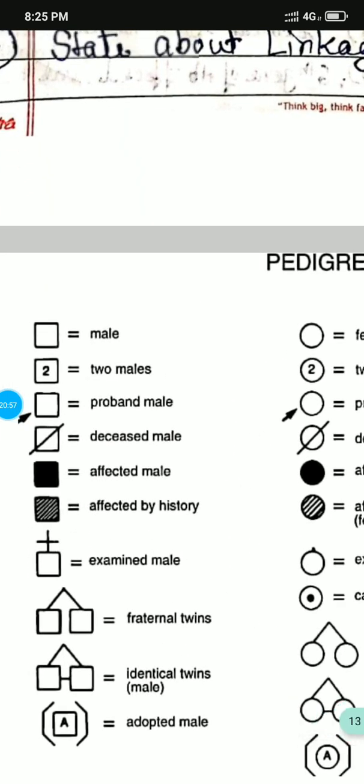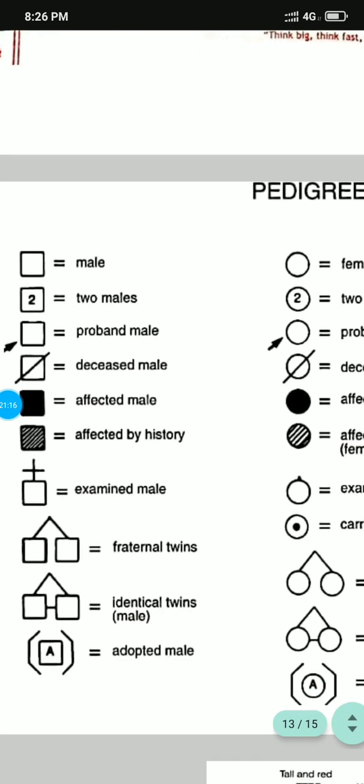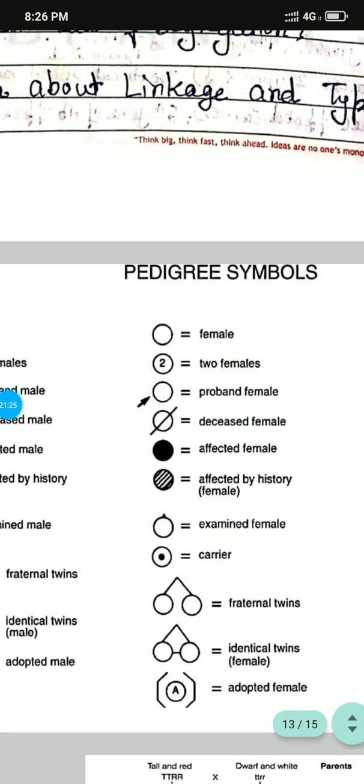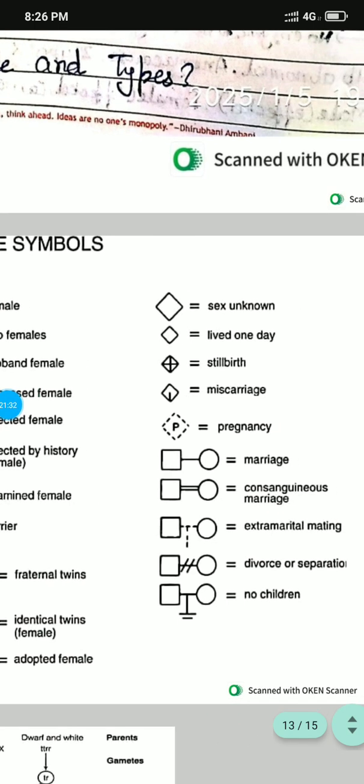It is represented like this: square for male, two males, proband male. If there is some type of problem, then a male who is dead is deceased. Affected male is black. Examined male is plus. Fraternal twins and identical twins are combined. Adopted male. Female is also represented somehow like this. You have to pause the video and write these things in your copy. The third one is sex unknown, lived one day, stillbirth, miscarriage, pregnancy, marriage, consanguineous marriage, extramarital mating, like this.